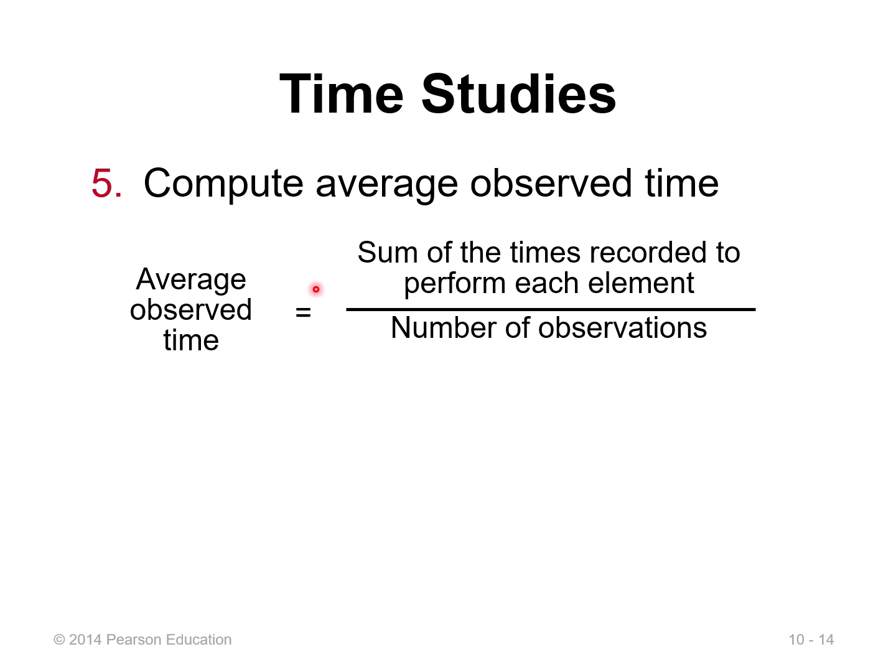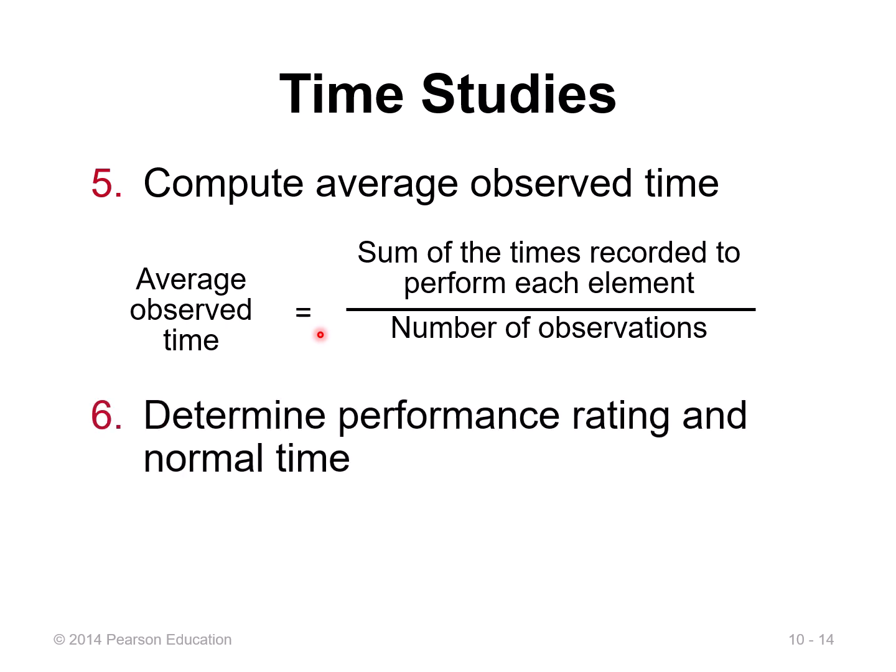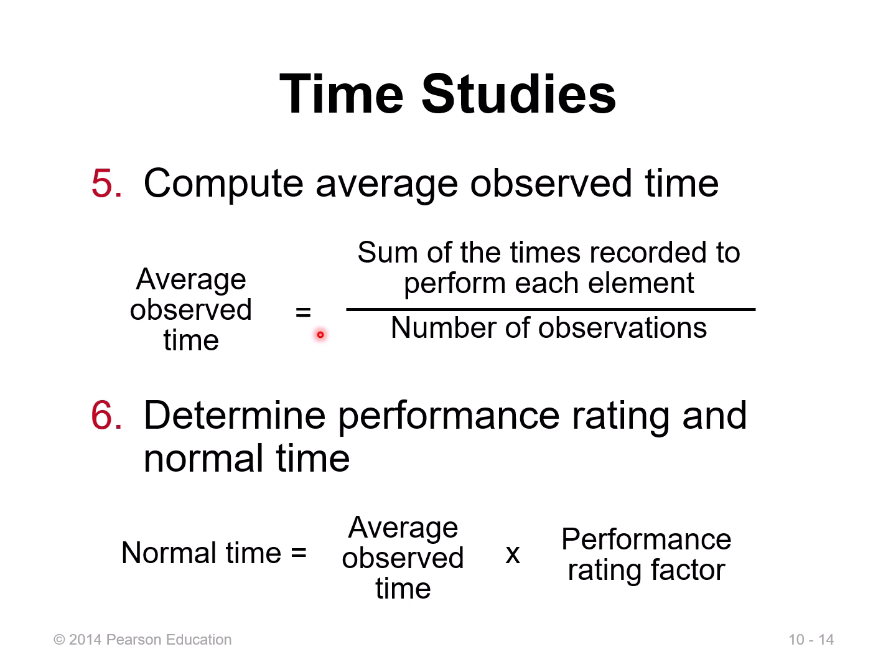So the next step is to determine the performance rating and normal time. Again, normal time is found by multiplying the average observed time by a performance rating factor. The rating factors adjust for variation in workers' efficiency, ensuring a more accurate and fair standard. This process ensures that labor standards are based on real world observations and adjustments for performance differences.